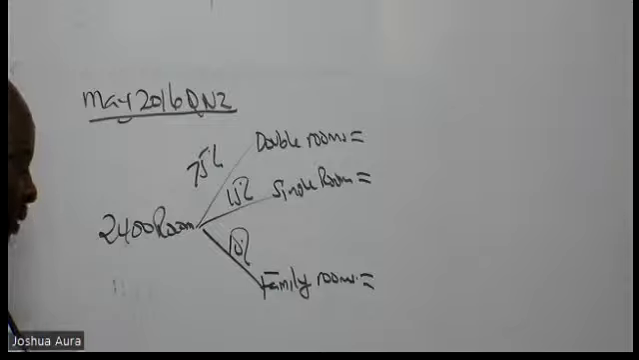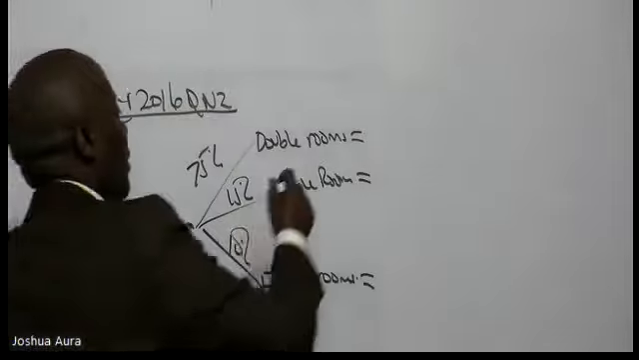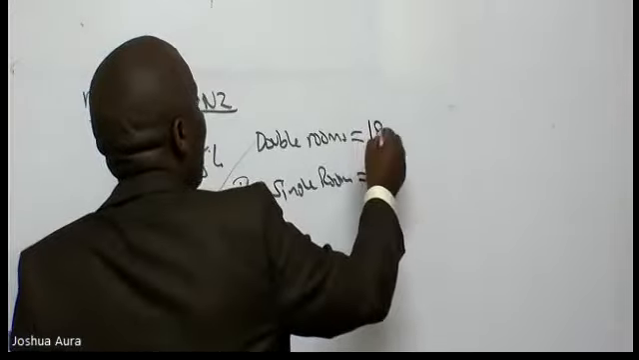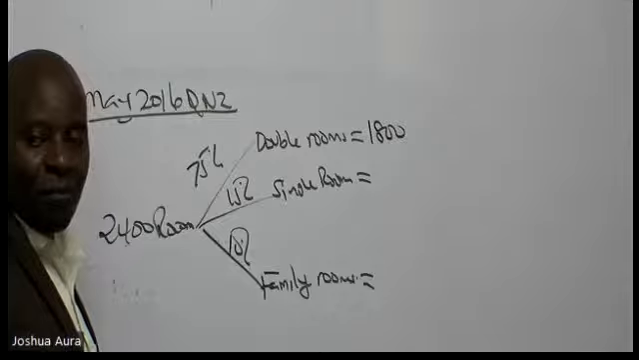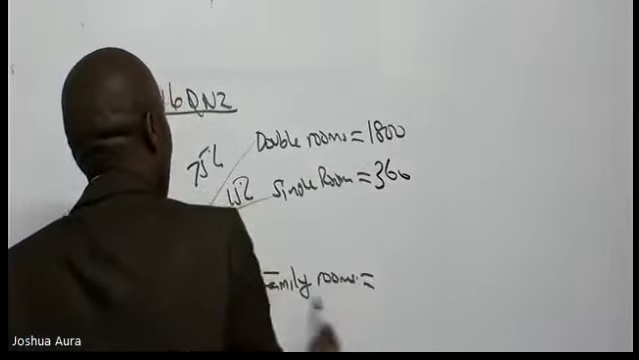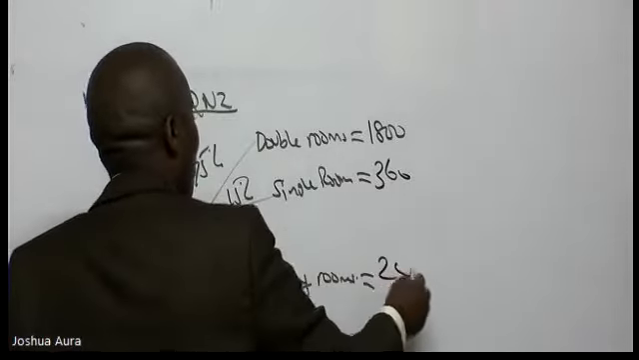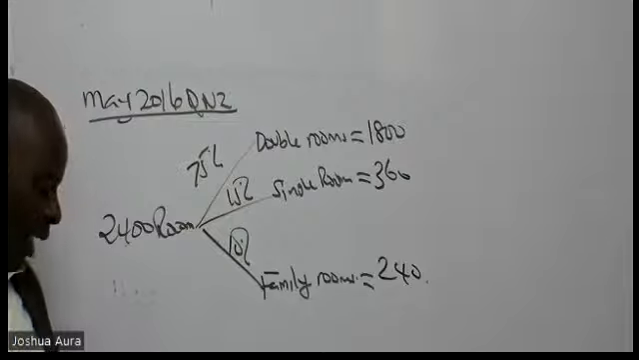So double rooms: 2,400 is the total number of rooms, of which they've given you the percentages, going to 1,800. They've already given me the figures here. So double rooms are 1,800, and single rooms are 15% of 2,400, which is 360. Then 10% are family rooms, 240. Great, there's a low-hanging mark there.